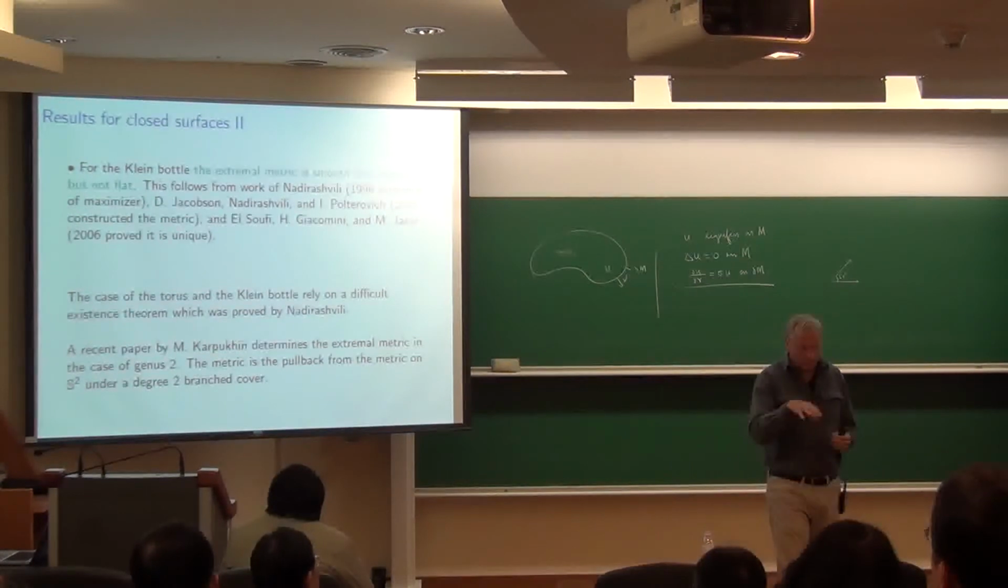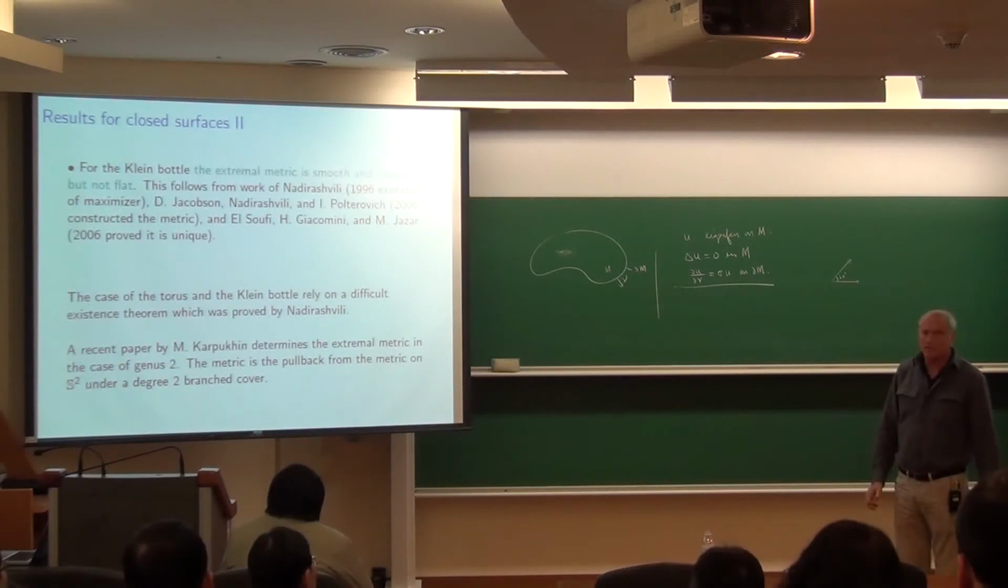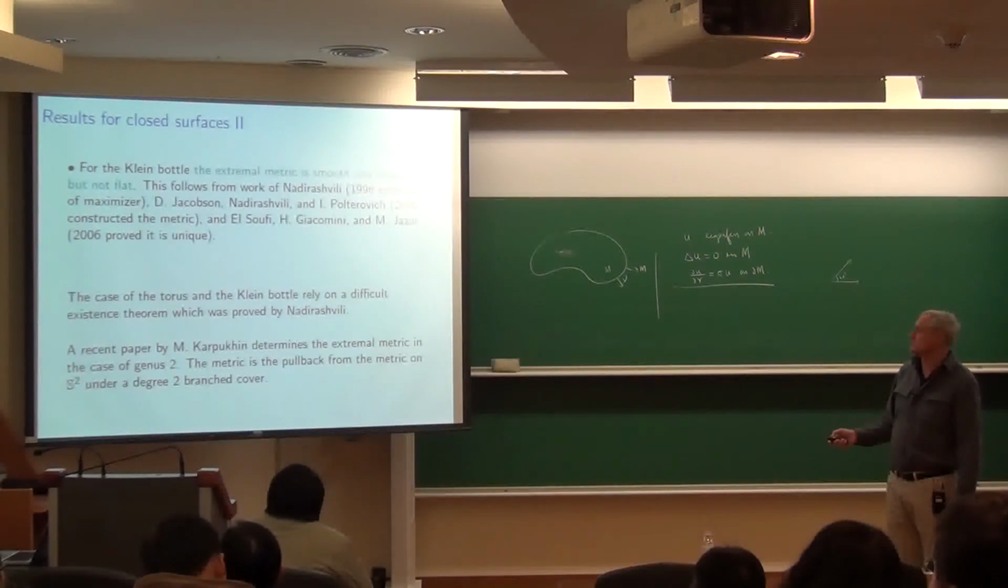So it would be a metric whose curvature is 1 except at the branch points. So it's a bit odd that the maximizing metric is kind of degenerate in the genus 2 case.